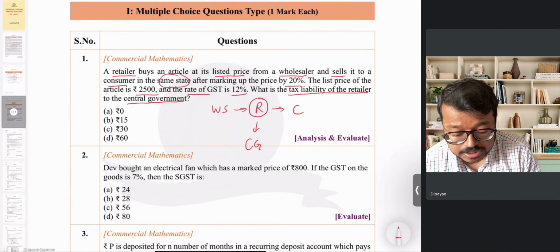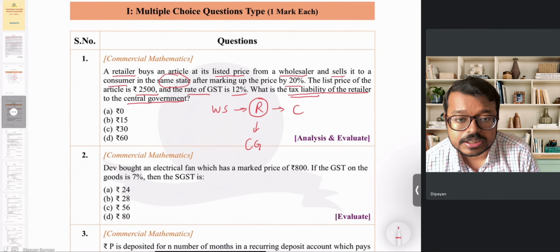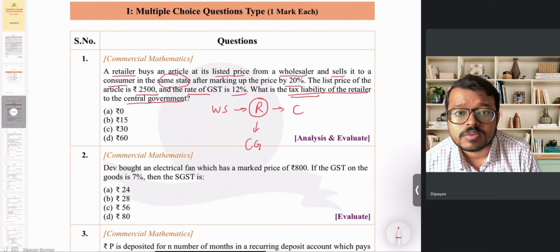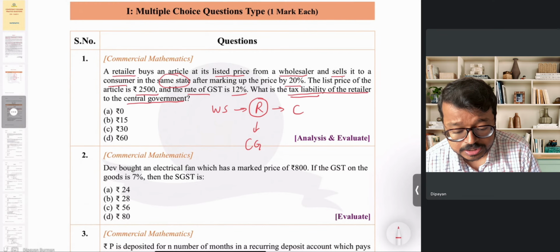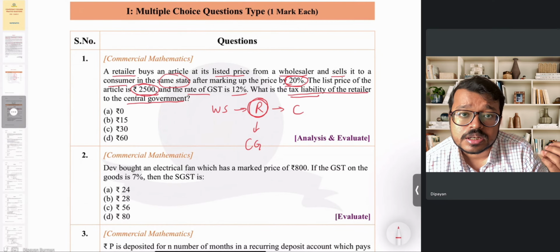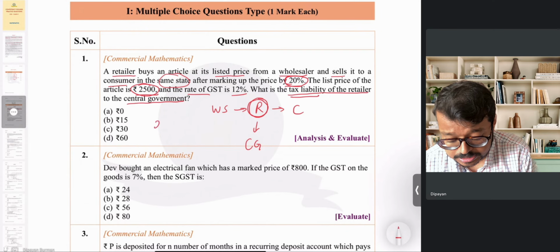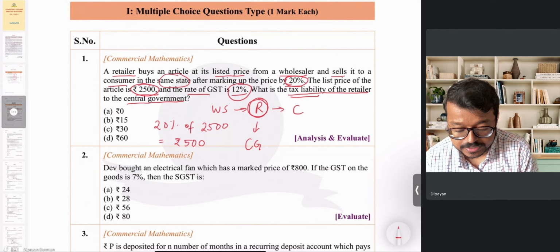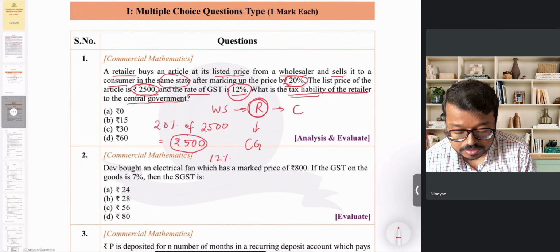Okay, so to calculate this tax liability, or the net GST that the retailer has to pay to the government, one very easy way is to look at what is the profit that the retailer is making, and then apply the rate of GST on the profit. So here the profit which the retailer will make is the same as 20% of the marked price, because that's how the retailer is increasing the price when selling to the consumer. So 20% of 2500 will be rupees 500, and 12% of 500 will be rupees 60.